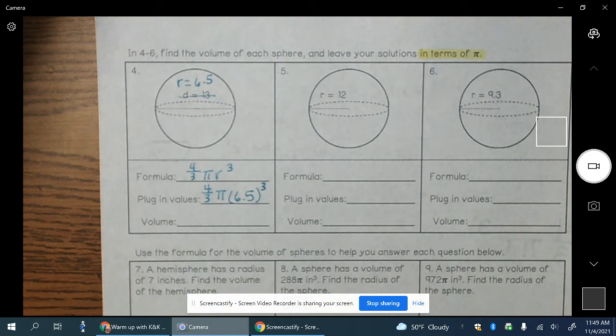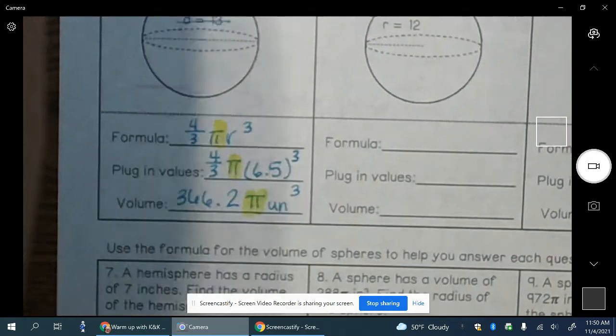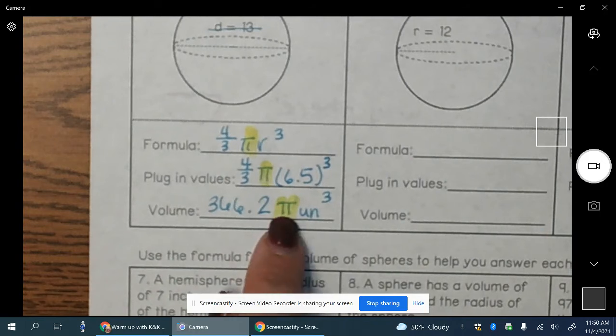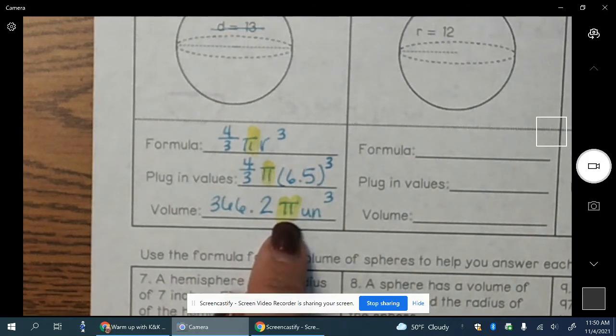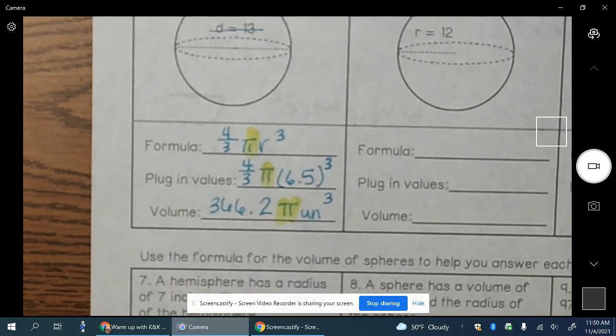Okay, Whitley, go ahead. The answer is 366.2 pi. Very good. But why do we do this? It gives you a more exact answer in terms of pi, and the state is going to test it that way. We're not going to do this in real life. I don't know when you'd ever do that, but because the state of Texas wants to test us that way, I have to teach you that way.